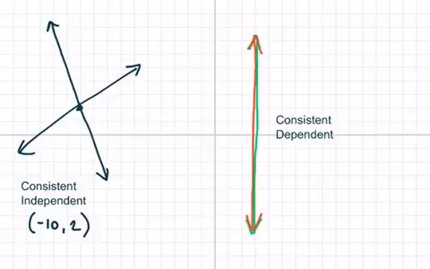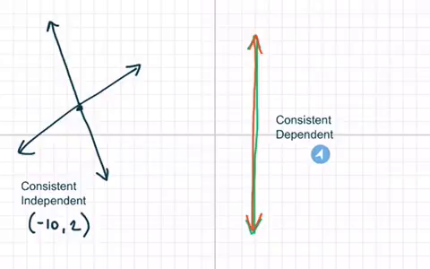Here we have what's called a consistent independent. Consistent independent just means they cross at one point. I have my linear functions here, and they cross at one point, and that would be consistent independent, meaning one. Independent means one. We have negative 10, positive 2, and that would be your solution. The type is consistent independent. Those are two separate things: the type, consistent independent, and then the solution itself, negative 10, positive 2.